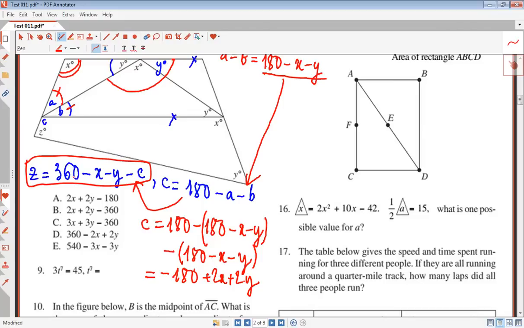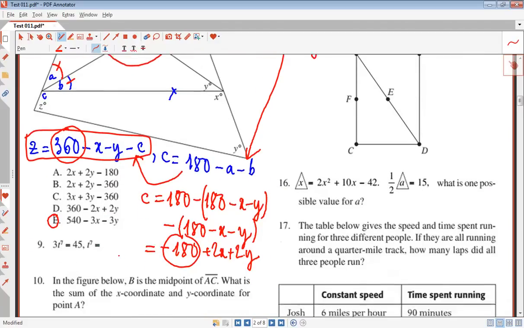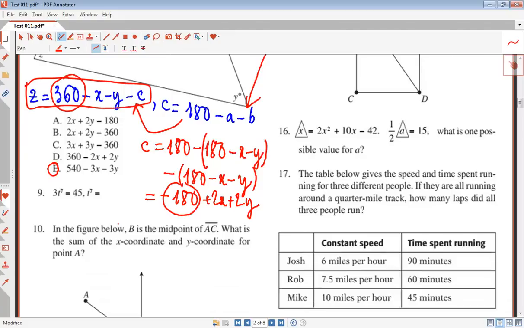And the final result is, well, we can easily see that this number and this number, 360 subtract minus 180, it must be option E, 540. Question number 9. Oh, and the final result is 45 divided by 3 is 15. This question is ridiculously easy.